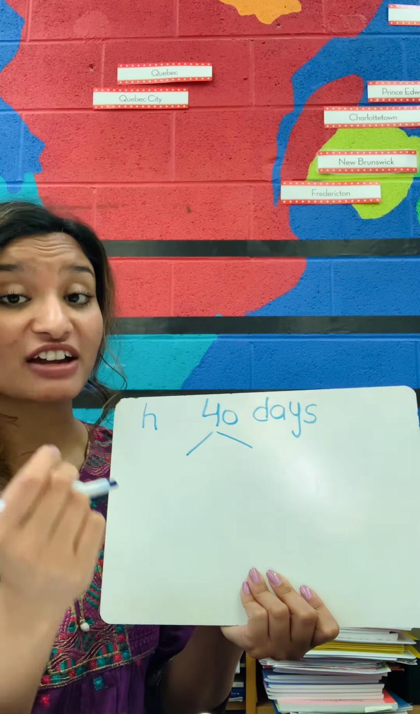So 1 week, 7 days. 2 weeks, 14. 3 weeks would give us 21 days. 4 weeks gives us 28. And 5 weeks give us 35 days, right? So if you see, we have 5 weeks, which gives us 35 days.